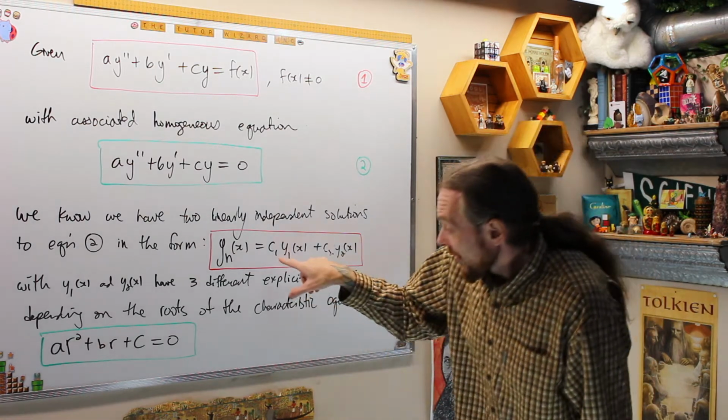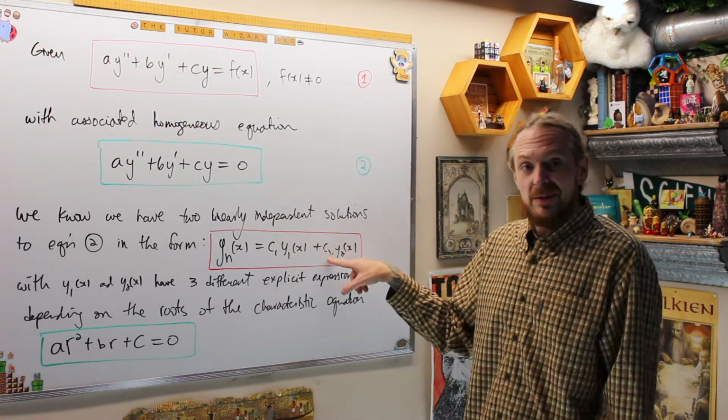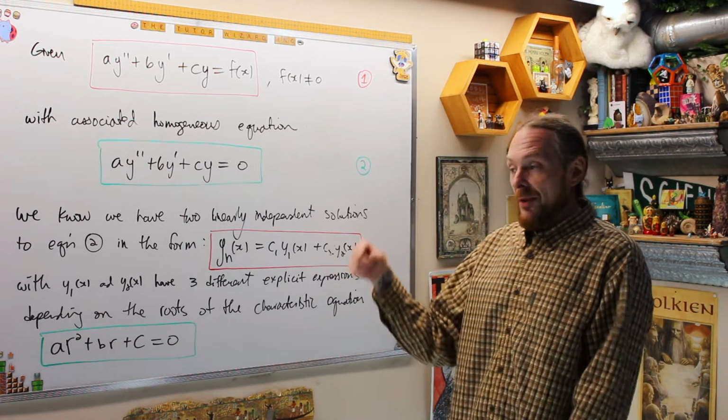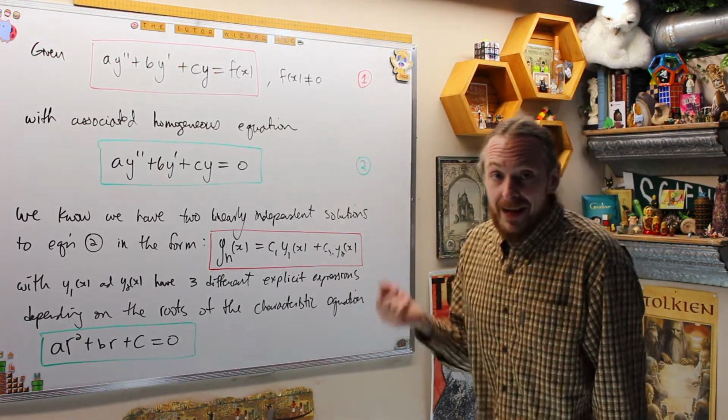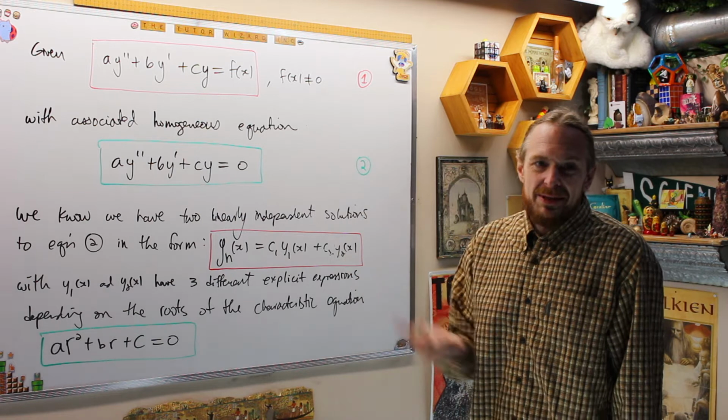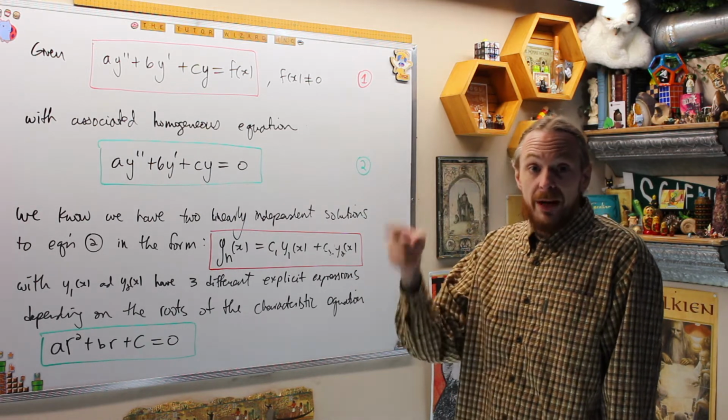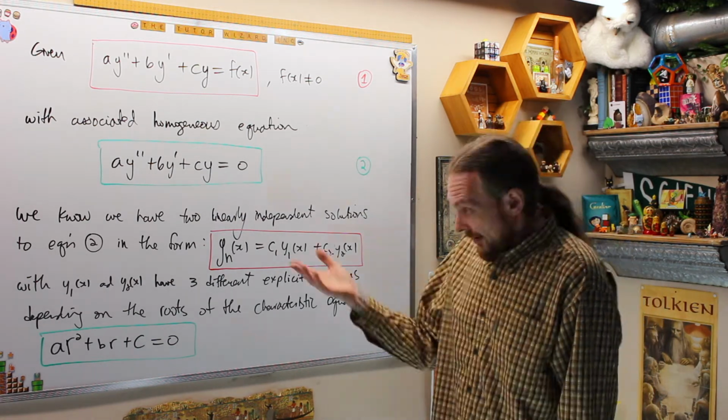Then what we're going to do is vary c1 and c2, and that's why it's called variation of parameters. We're going to call them v1 of x and v2 of x, and then we're going to solve in a clever 2x2 system for v1 and v2 of x. Those are our unknowns. Let's try that.